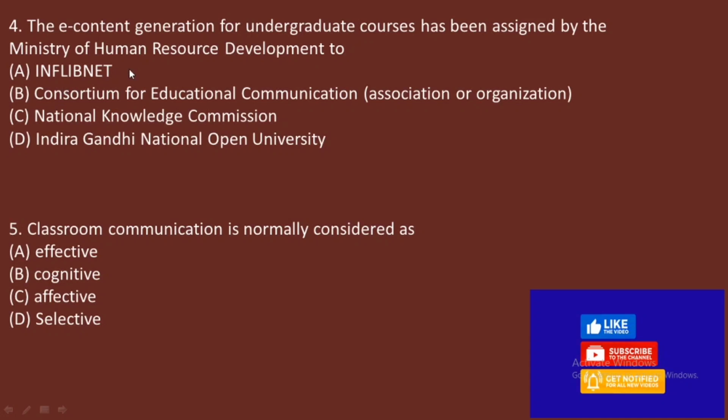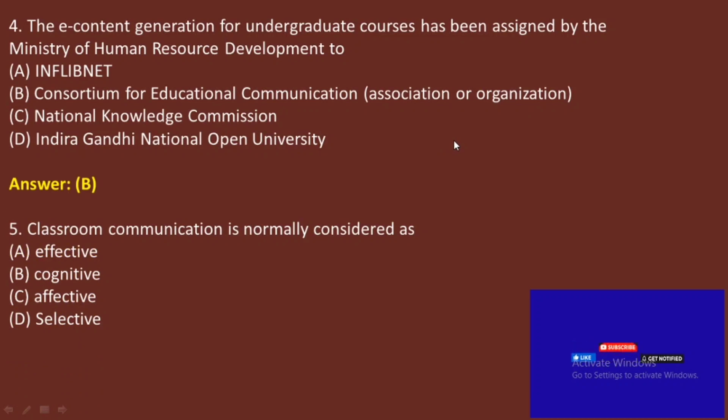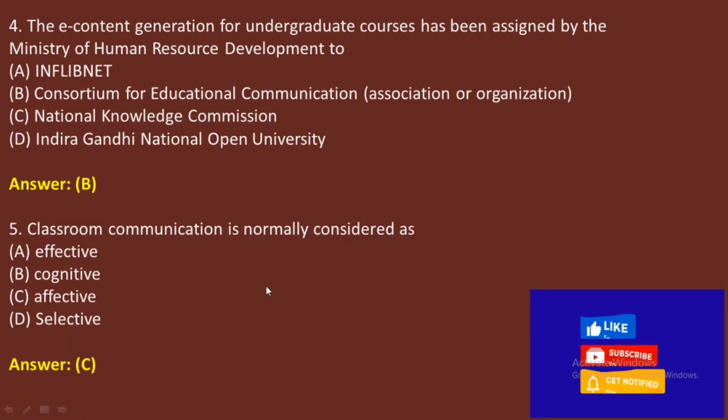The e-content generation for undergraduate courses has been assigned by the Ministry of Human Resource Development to Consortium for Educational Communication, National Knowledge Commission, or Indira Gandhi National Open University. Here the option B, that is Consortium for Educational Communication. Here the consortium means an association or organization set up to do that particular task. Then classroom communication is normally considered as effective, cognitive, affective, or selective. The right one is the affective one.